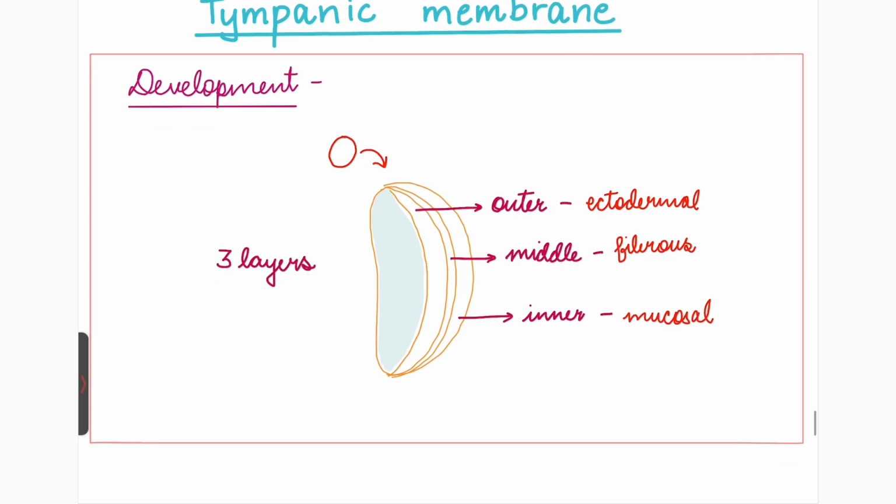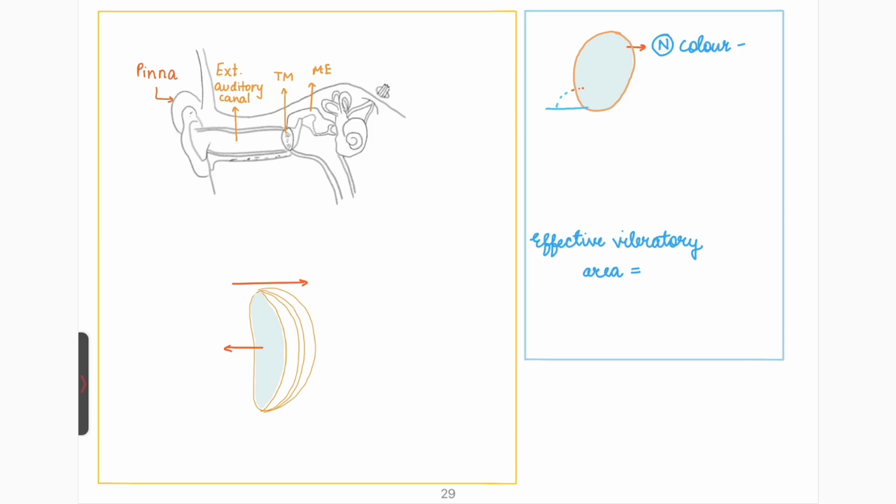Let's look at some characteristics. The normal color of a healthy tympanic membrane is pearly gray and it is translucent. It makes an angle of 55 degrees with the horizontal. The surface area is 90 mm square and the effective vibratory area is 55 mm square.